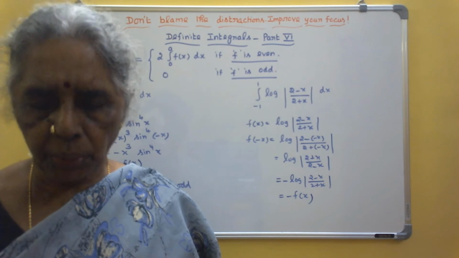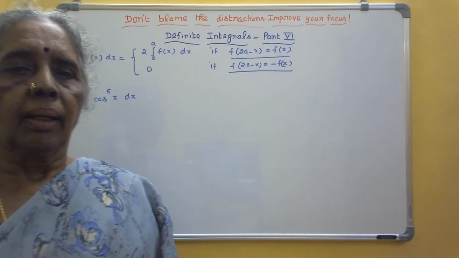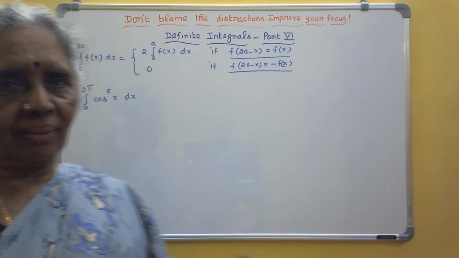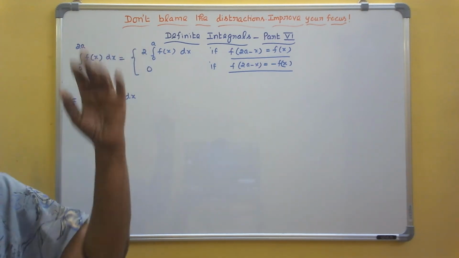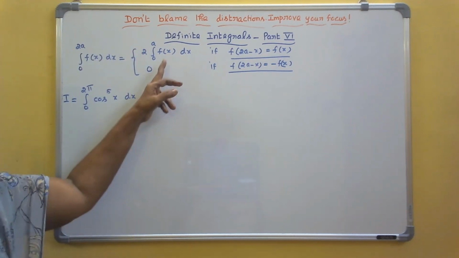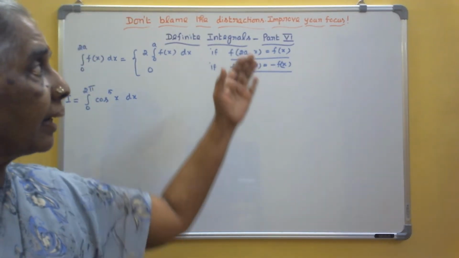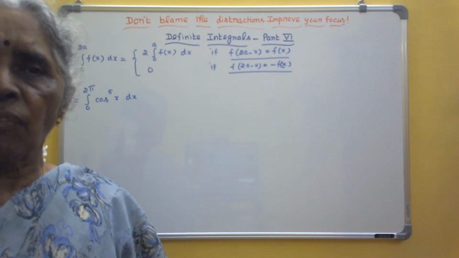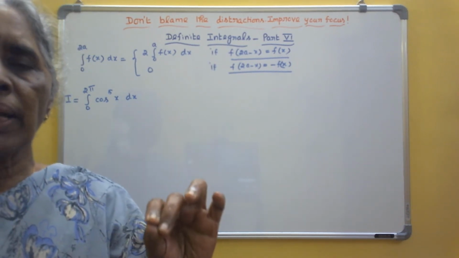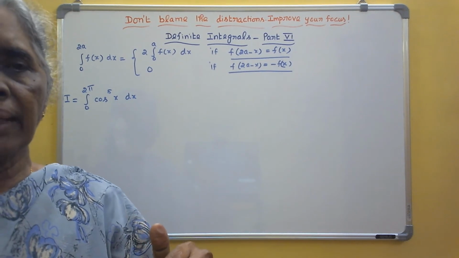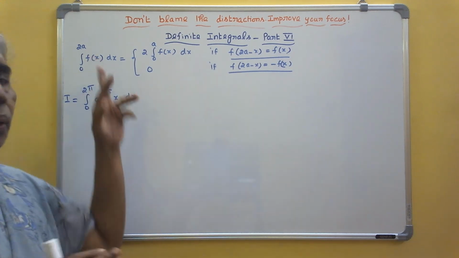So I will be going to another new property now. The new property you are going to learn is integral 0 to 2a f of x dx is equal to, even here you are seeing two different answers and there are some conditions. But don't confuse this with the previous property. There both the limits were some a, the lower limit is minus a and the upper limit is plus a. Here it is 0 to 2a.